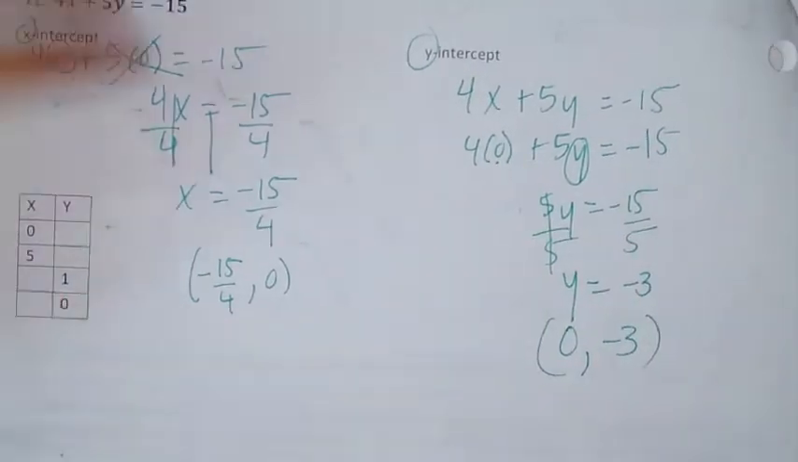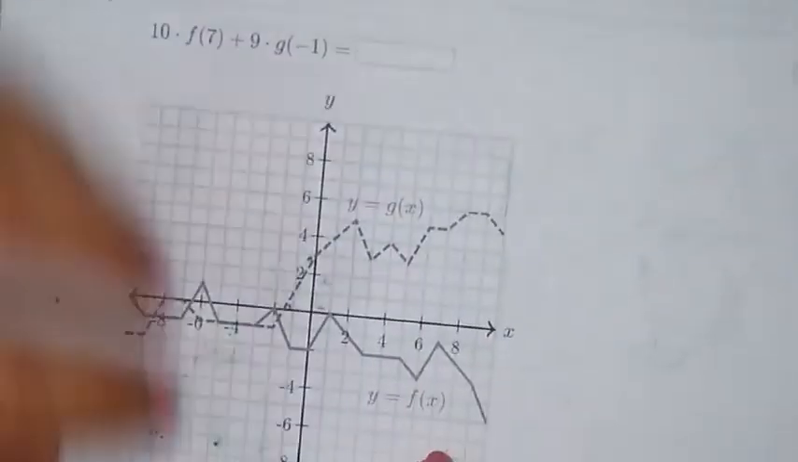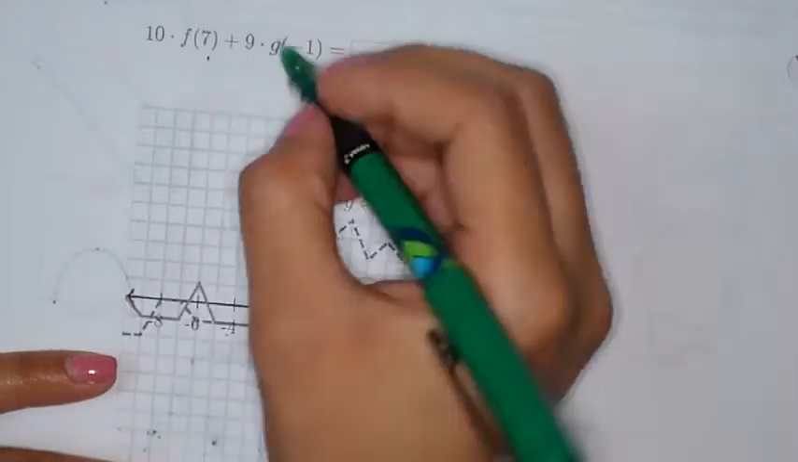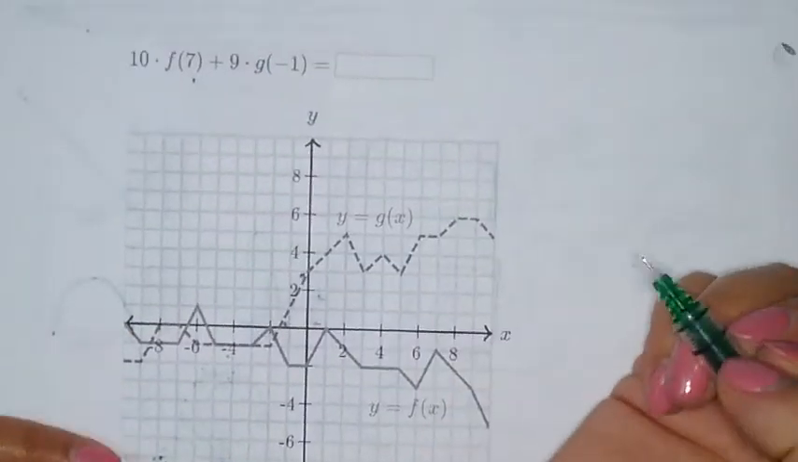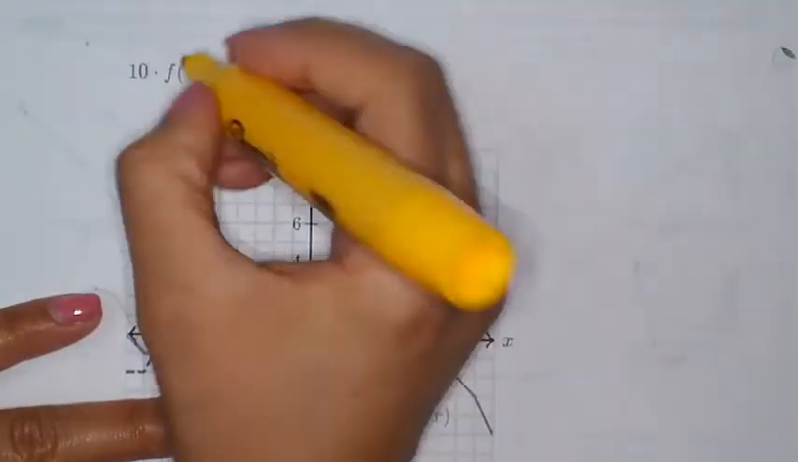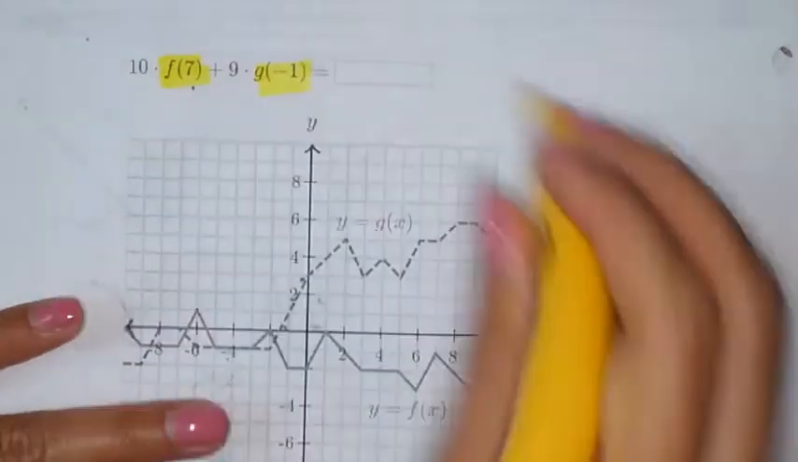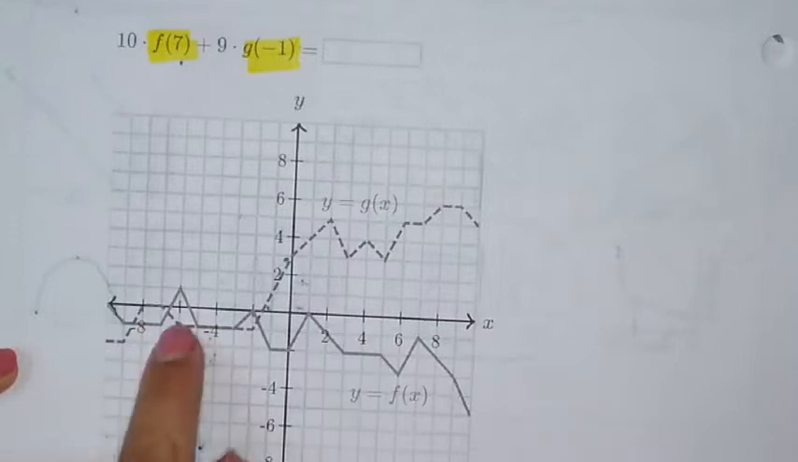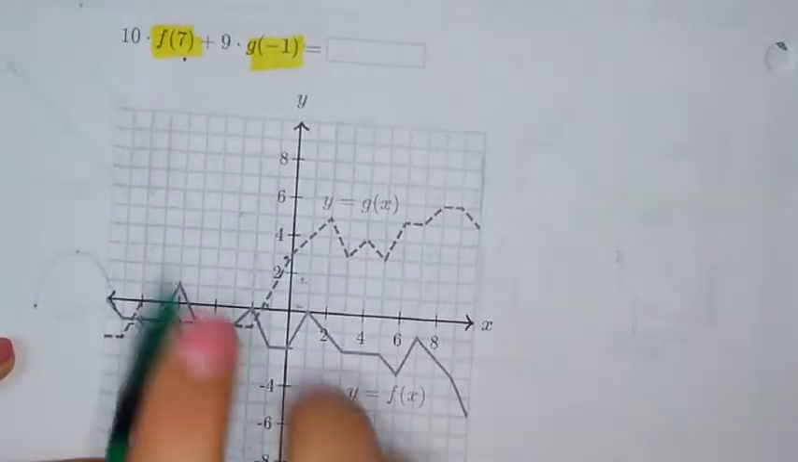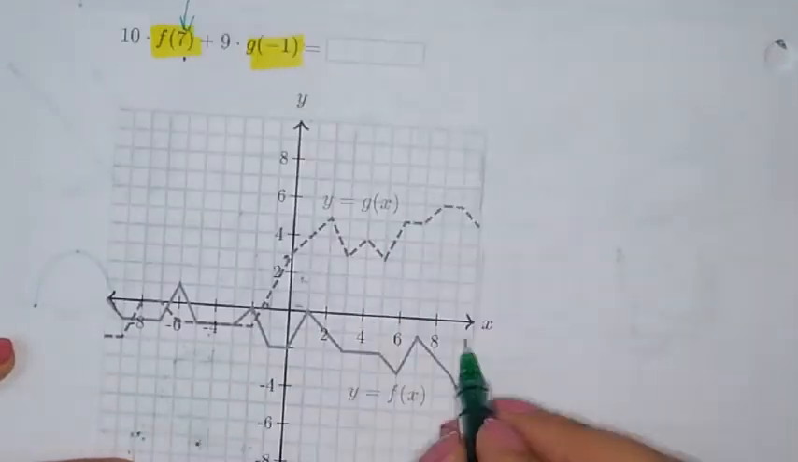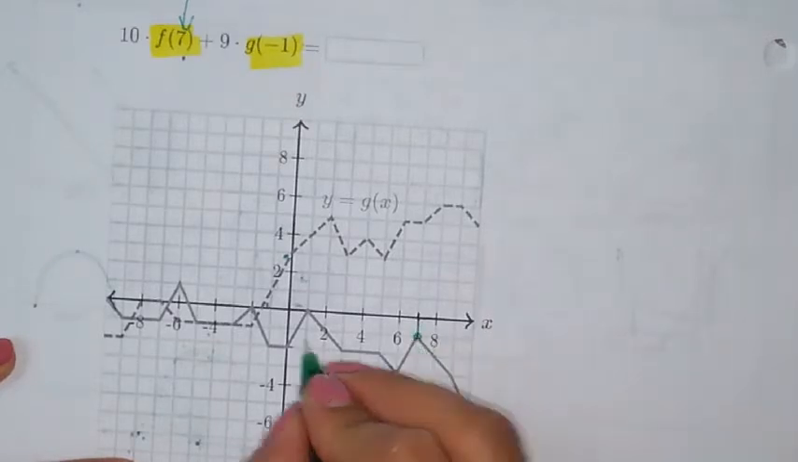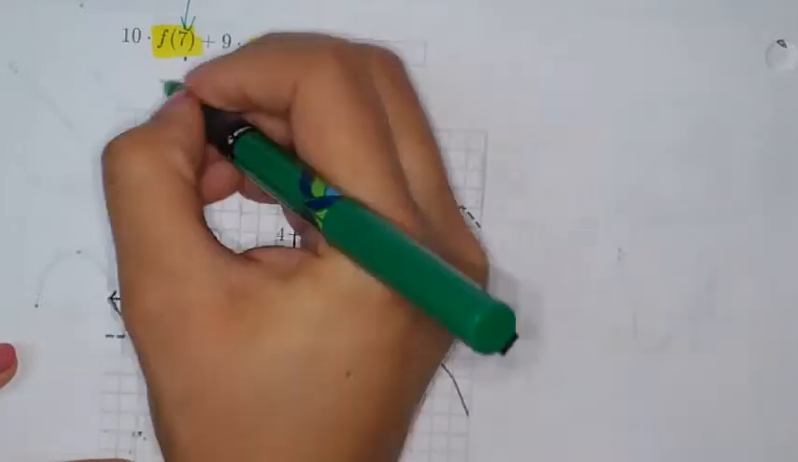Okay? Over here, I need to find f of 7 plus 9 times g of negative 1. So first I need to know what f of 7 is and what g of negative 1 is. And I have a graph to figure that out. This one, the solid line, is the f of x. So when x is 7, which is right here, f of x is negative 1. So this is a negative 1.